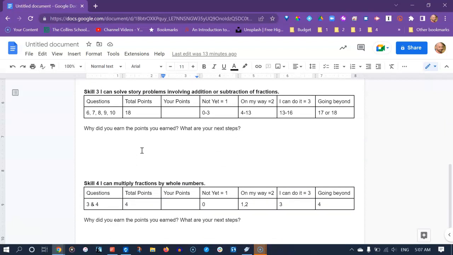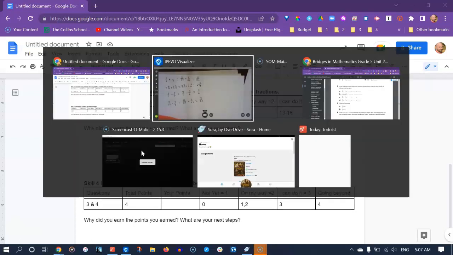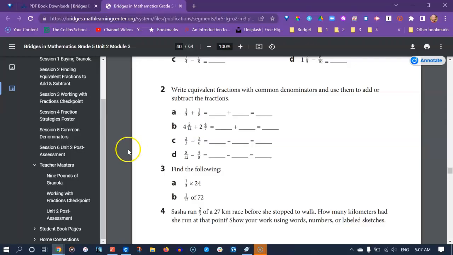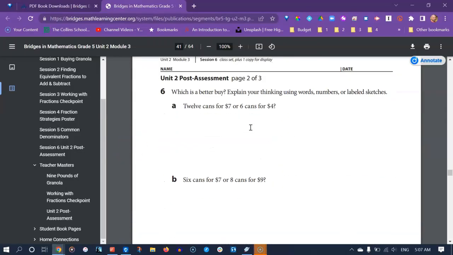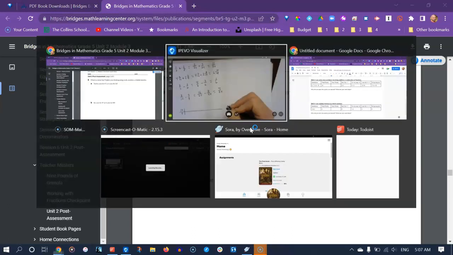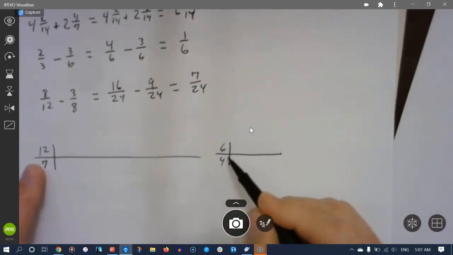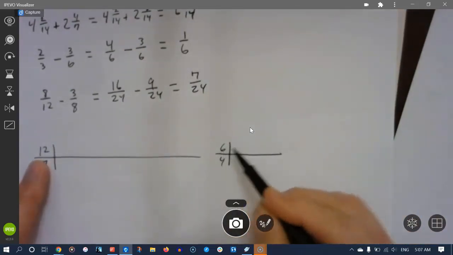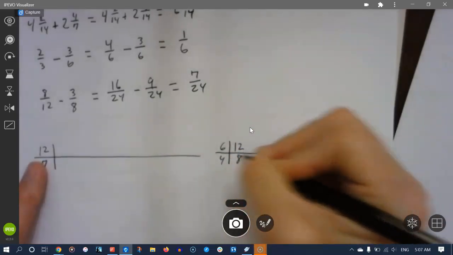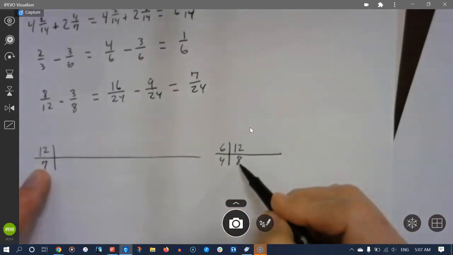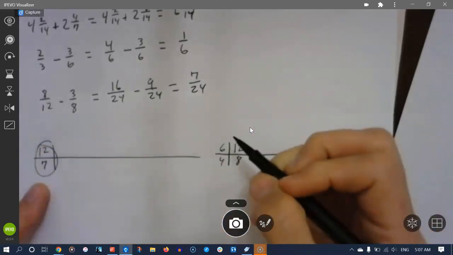All right, skill 3. This is all about story problems. So this is the bulk of the test. Here we go. Which is a better buy? We have 12 cans for $7 or 6 cans for $4. So I want to try and get the same number up here. I see I can double this to get to 12. So if I double, I have 8. So this is 12 cans for $8 or 12 for $7. This is a better deal. 12 for $7.